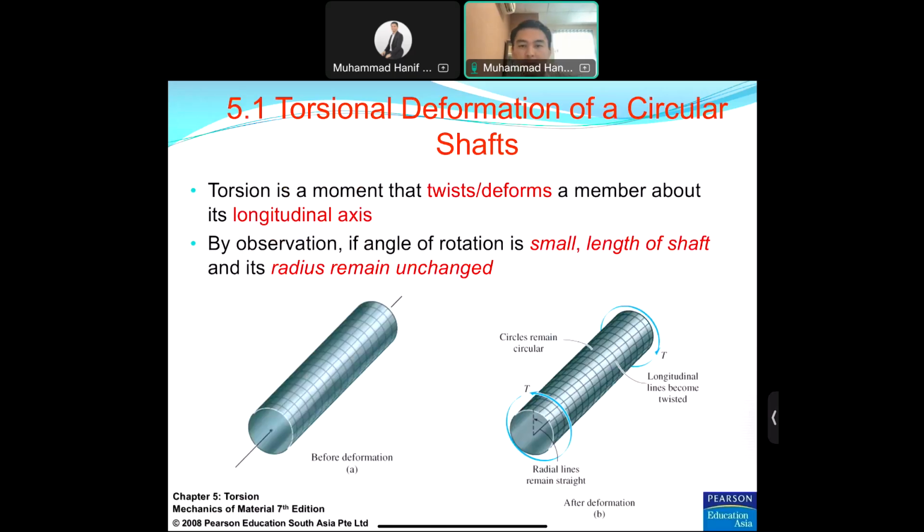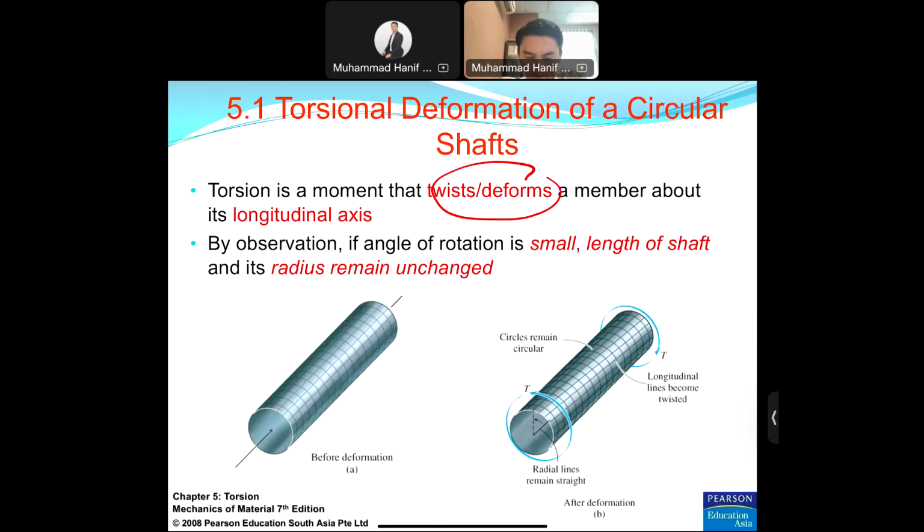Okay, we move to the next slide, which is torsional deformation of a circular shaft. Torsion is a moment that twists and deforms a member about a longitudinal axis. So it twists like you are twisting something. Okay, about the longitudinal axis, the long axis.